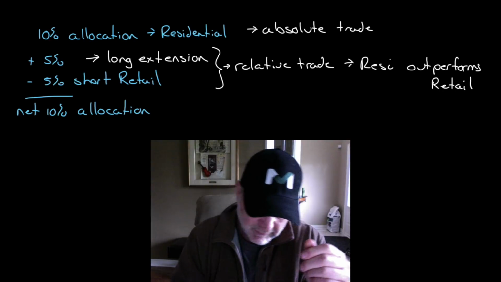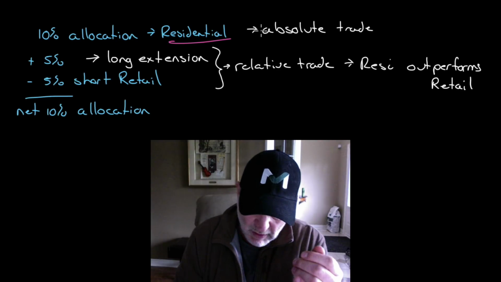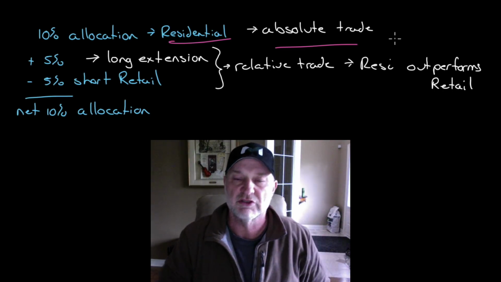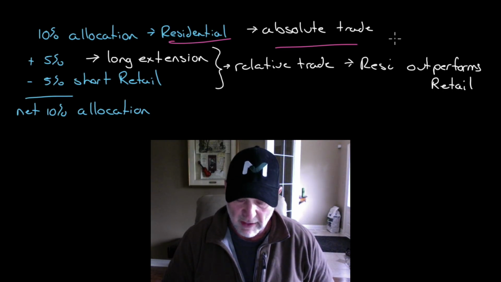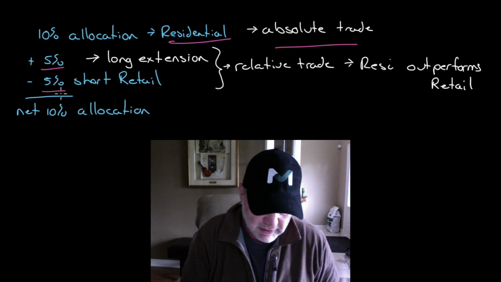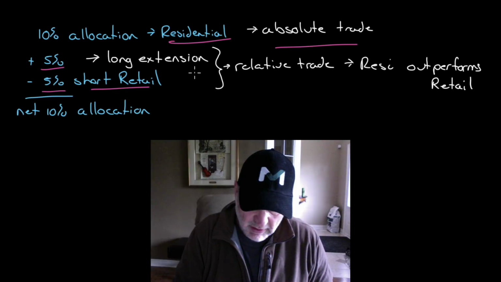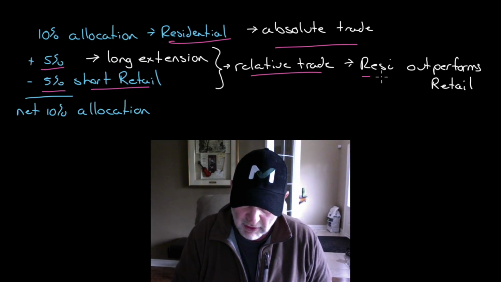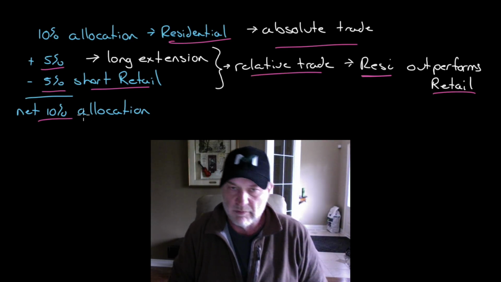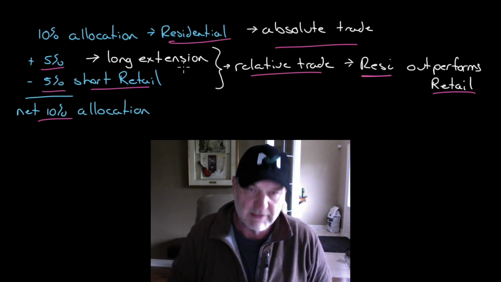But let's say that you're going to have a 10% allocation and you are going to favor residential REITs. That is your absolute trade. You have a 10% exposure to the residential sector. A way to improve that on a relative basis is to add another 5%. Go to a 15% allocation, but take a 5% short on the retail sector. You still have the 10% long, and what you're betting here is on this relative trade, you're betting that residential outperforms retail. So the net effect is you still have a 10% allocation to residential real estate, but you have what's called a long extension.